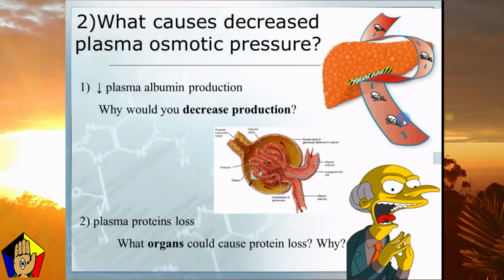So a couple causes could do that. Maybe you don't have the raw materials. What builds proteins? Amino acids. So maybe you have protein malnutrition. Maybe you're not getting any amino acids in, and you can't make those albumins for the blood to retain water.